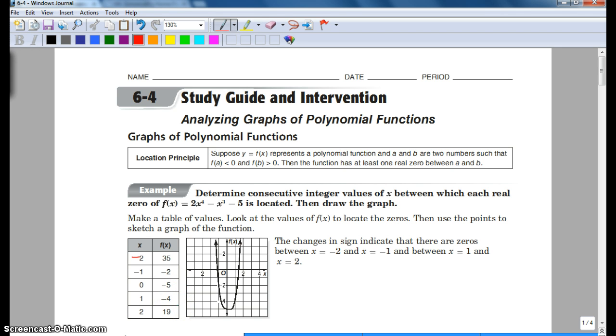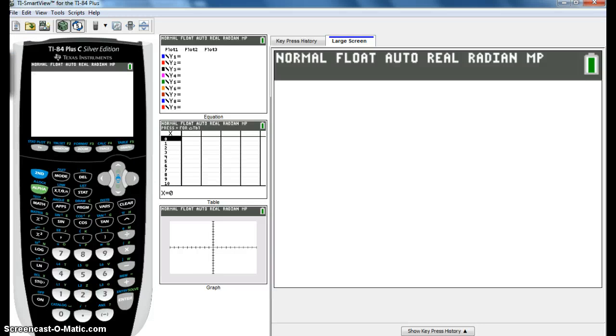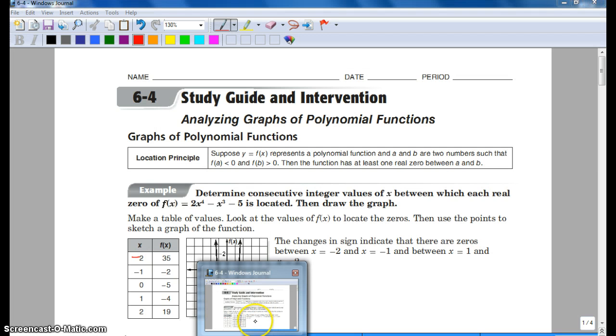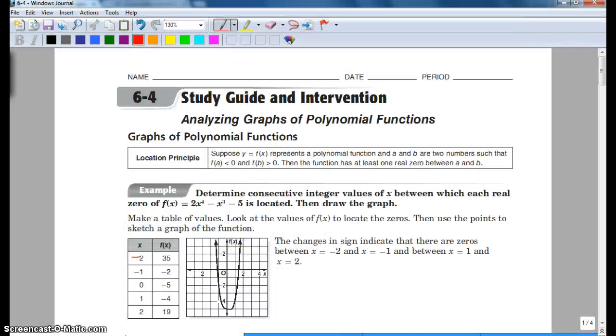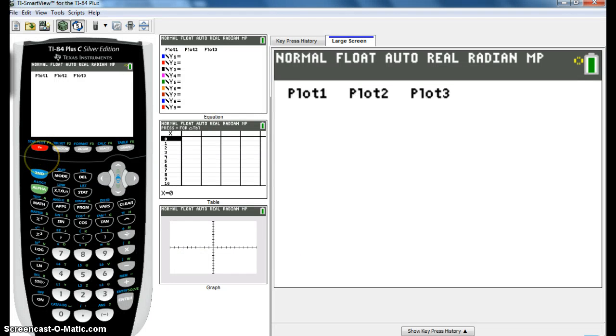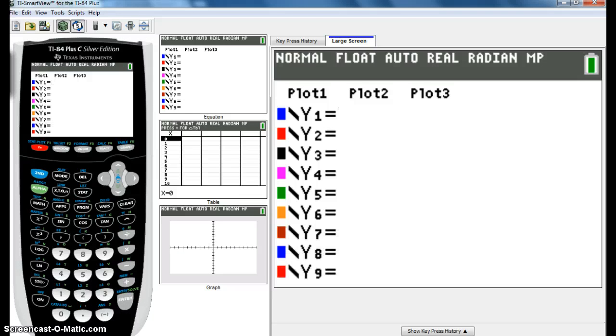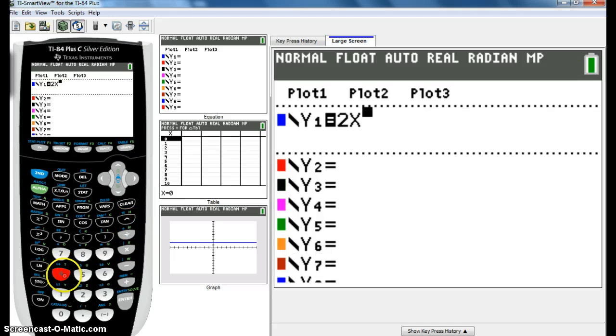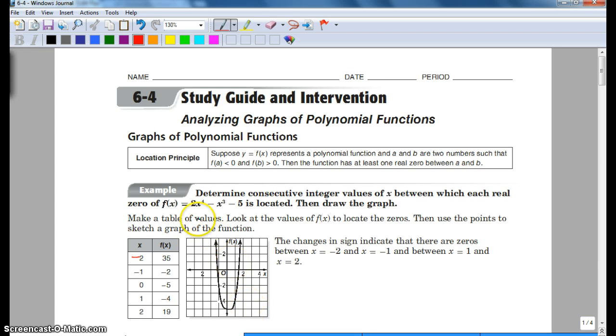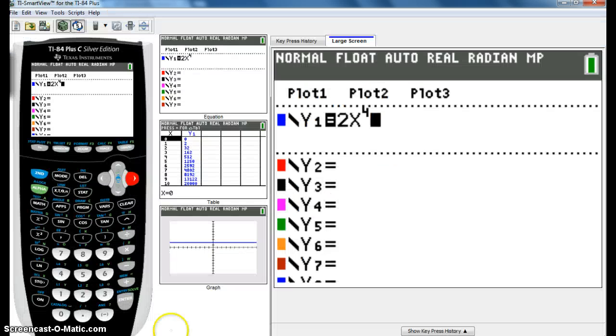What I'll go ahead and do here to make things a little bit easier is plug the function into our graphing calculator. So we'll type in 2x to the fourth minus x to the third minus 5. So y equals, I hit my y equals button there, 2x to the fourth minus x to the third minus 5.